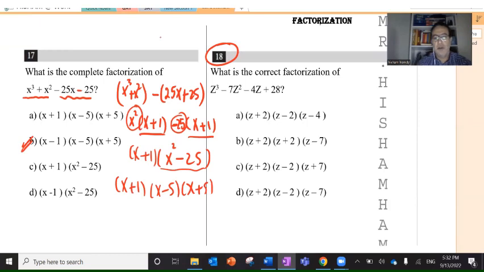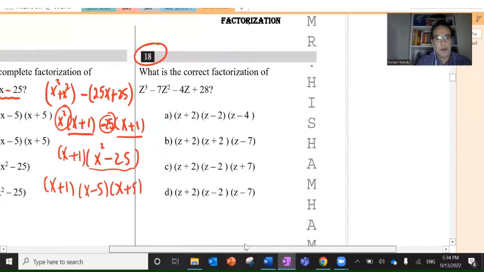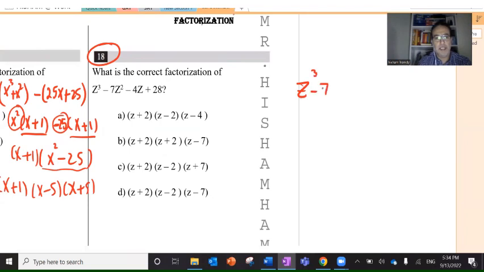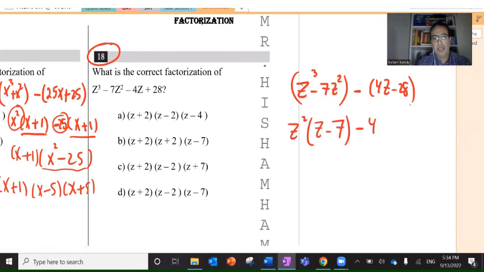Now, I give you 1 minute to try to solve number 18. Regarding question number 18, I'm going to write z to the power of 3 minus 7z squared in a bracket. Take negative outside for 4z and change the sign of 28. Then taking z squared as highest common factor, so it's going to be z minus 7. Taking 4 as highest common factor, it's going to be z minus 7.